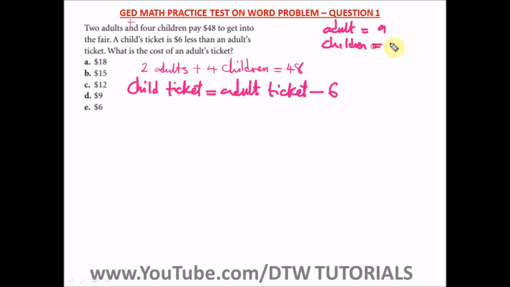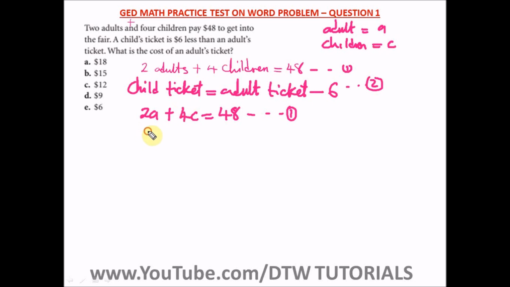So let's say children will be C. So what this statement now means is, from here we know we have two equations. We have equation 1 and equation 2. So 2 adults, that is 2a, okay? This is 2a plus 4 children, that will be 4c, equal to 48. So this is equation 1, okay?